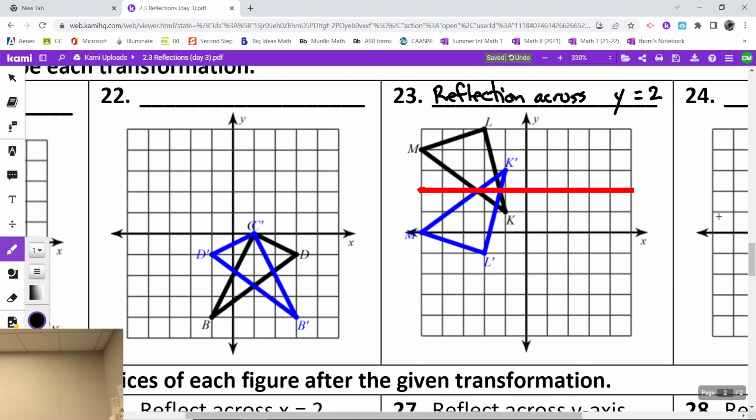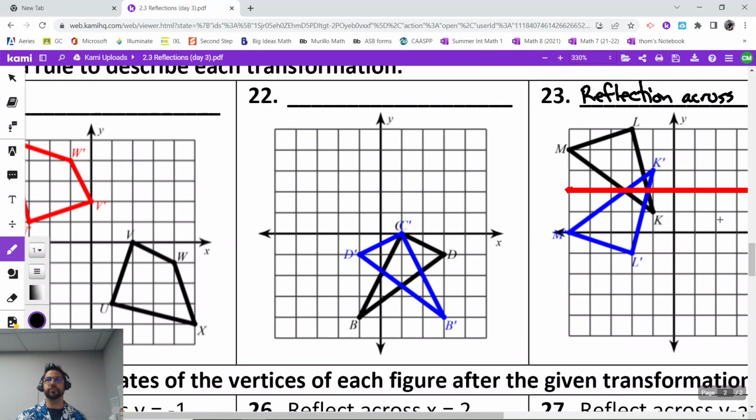So same concept with the other ones. Again, try and find the equal distance and then see if it is x equals, y equals x, y equals negative x, something like that.